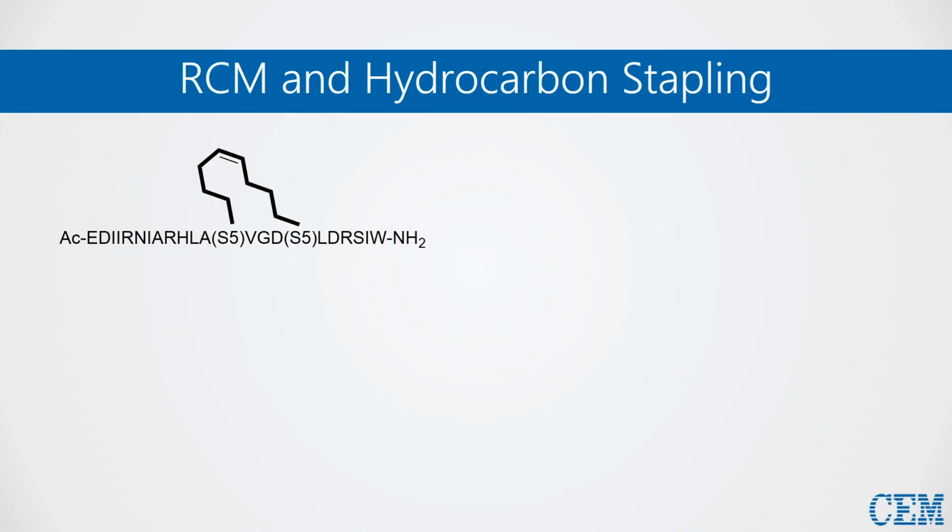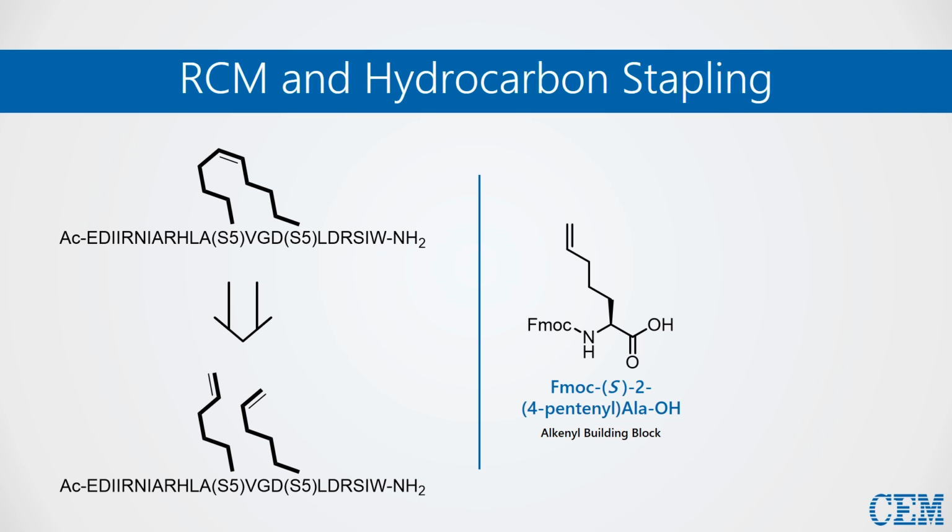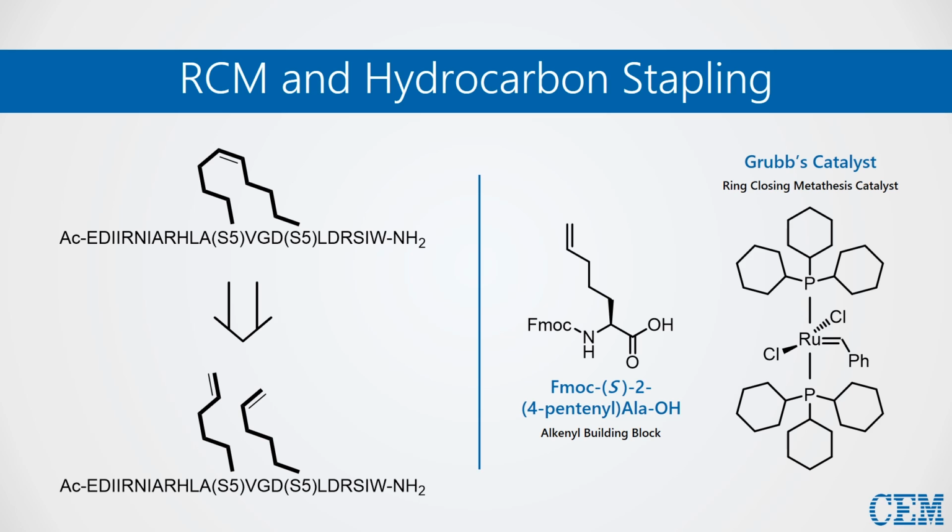Perhaps the most common method of stapling is hydrocarbon stapling. Let's take a look at this peptide, BID-SAHB. You can see that this peptide is cyclized via this alkyl chain with an internal alkene. We can access this peptide by first incorporating 2 building blocks with terminal alkenyl R groups, such as this 4-pentenyl alanine derivative, which is denoted S5, and then subjecting it to RCM with Grubbs' first-generation catalyst.